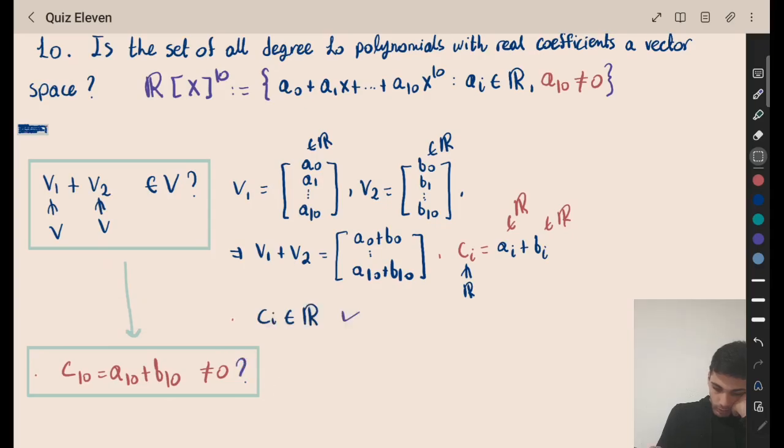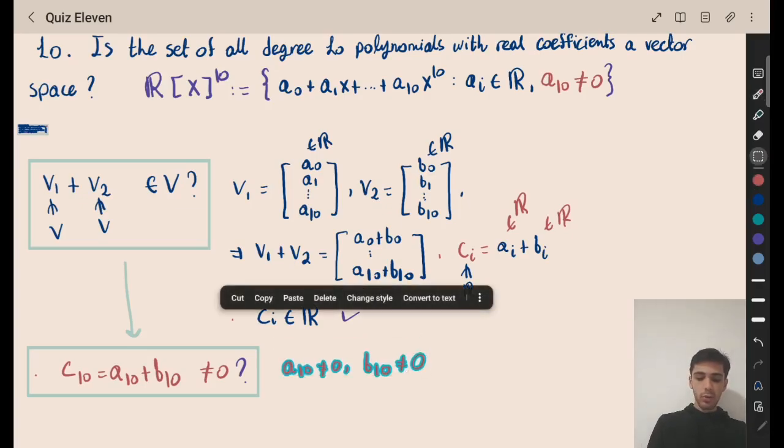And this might not be clear. Let's see what we have in mind. What we have, well, not in our mind, but in our hands, is that A10 is not equal to 0 and B10 is not equal to 0. So this looks promising, A10 is not equal to 0, B10 is not equal to 0.